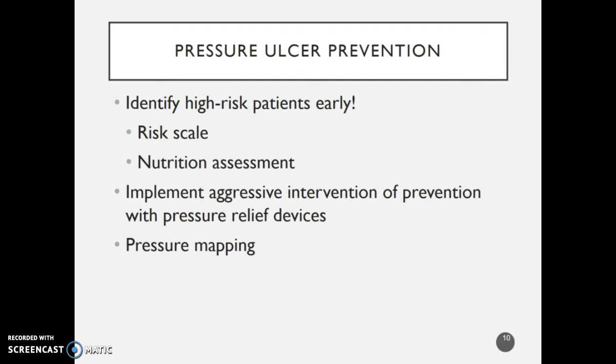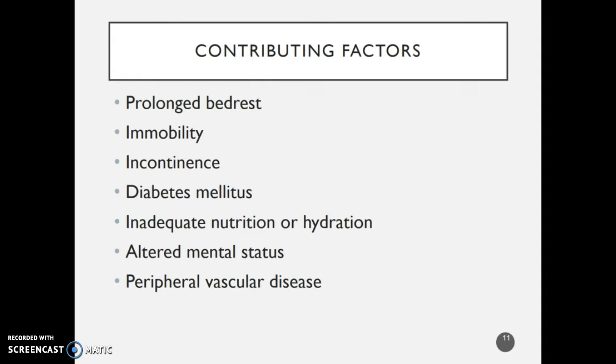The big thing is identify high-risk patients early. You're going to have a pressure ulcer risk scale done that's done typically every day in a hospital. You're going to do what normally most places are using, the Braden scale. You also do a nutrition assessment on admission to the hospital to look at if there's other things that need to be done. These, of course, are all the contributing factors. Make sure that you're very well aware of everything that can cause this. Some of you guys have seen a lot of these in clinical already.